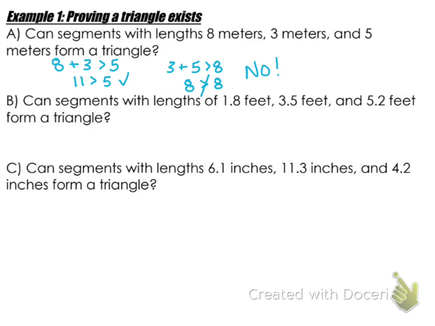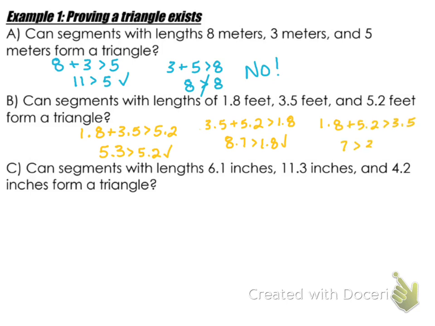For the next problem, it says, can segments with lengths 1.8 feet, 3.5 feet, and 5.2 feet form a triangle? I have 1.8 plus 3.5, that is greater than 5.2. 3.5 plus 5.2, that is greater than 1.8. And 1.8 plus 5.2 is greater than 3.5, so yes, those can form a triangle.